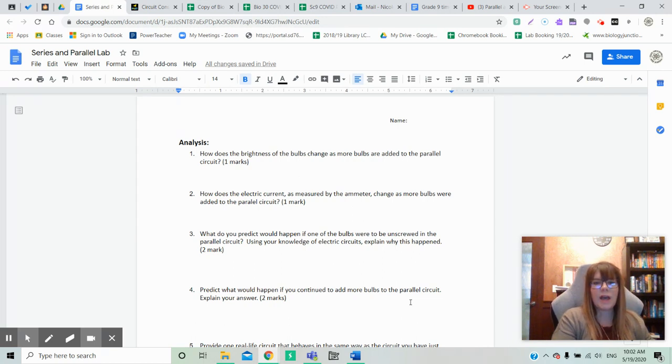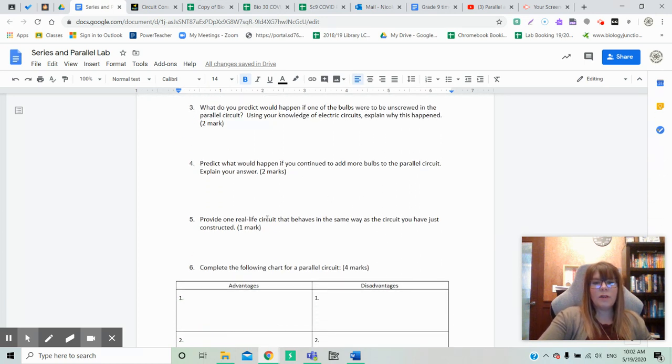What would you predict to happen if one of the light bulbs was unscrewed? Again, using prior knowledge to answer this question from yesterday's lessons. Predict what would happen if you added more and more light bulbs to the circuit. What would occur to current and brightness of the light bulb? That's why it's 2 marks.